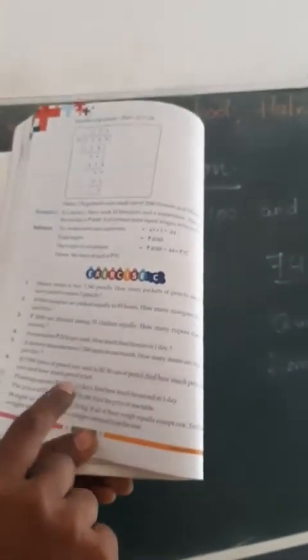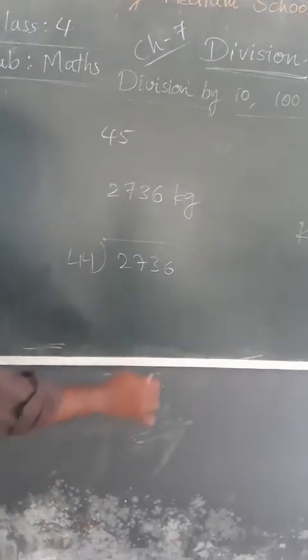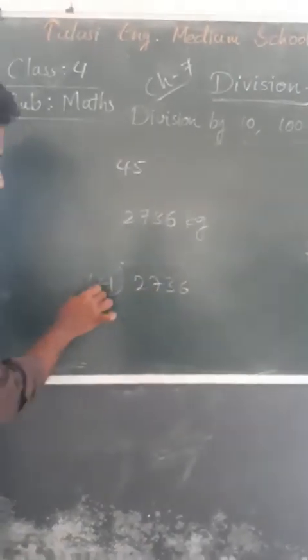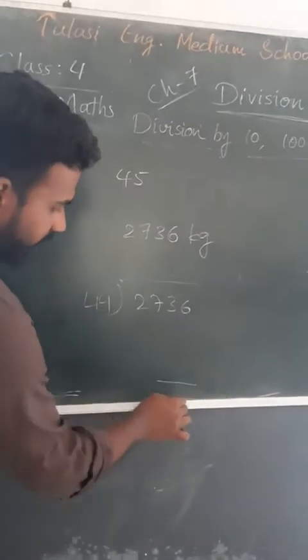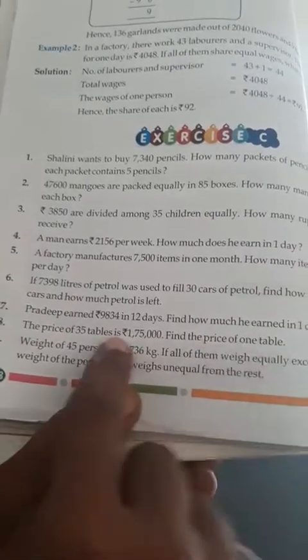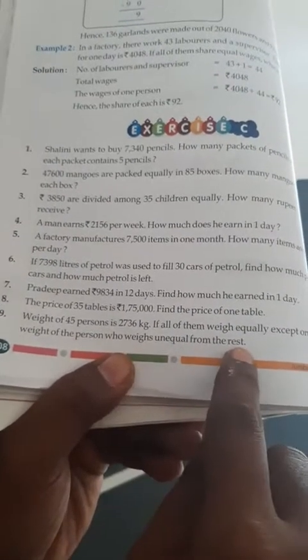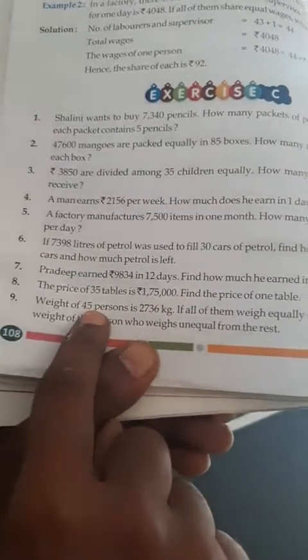It will be the remainder. The remainder you get when you divide this number by this is the weight of the one person whose weight is unequal from the rest. Since all the others have the same weight, we divide by 44, not by 45, 44.